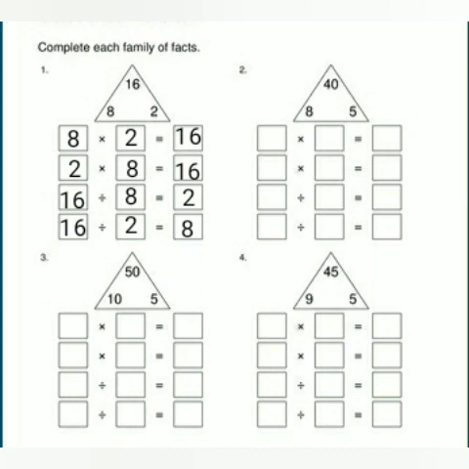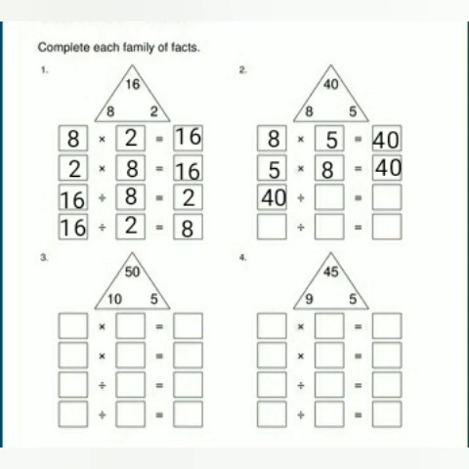Our next number family is 40, 8 and 5. So let's go. 8 times 5 equals 40. So let's do it the other way. 5 times 8 equals 40. So we're going to start with the biggest number again.